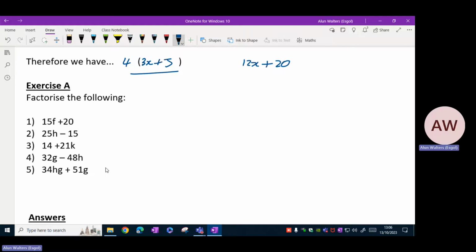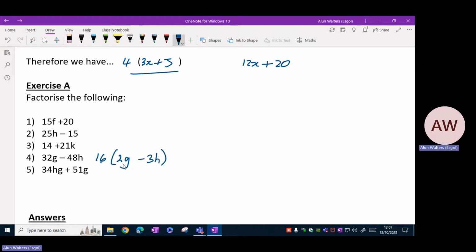Okay, I won't look at all of these. I'll look at the last 2. The highest common factor of 32 and 48 is 16. So 16 comes outside the bracket. What do you multiply 16 by to give you 32g? You multiply it by 2g. What do you multiply that 16 by to give you a negative 48? It's a negative 3, and then you've got a h on the end.